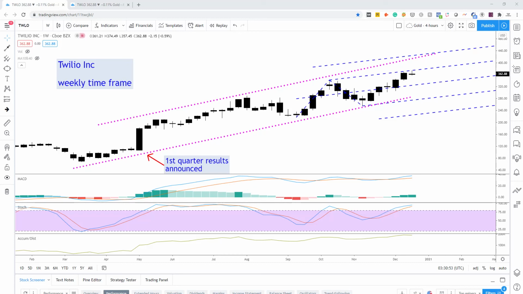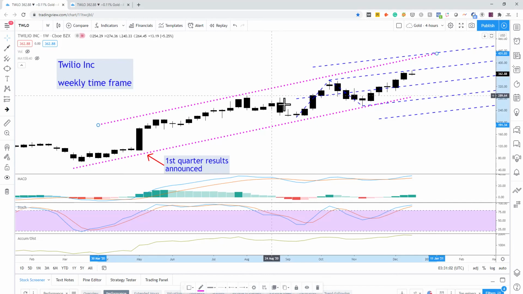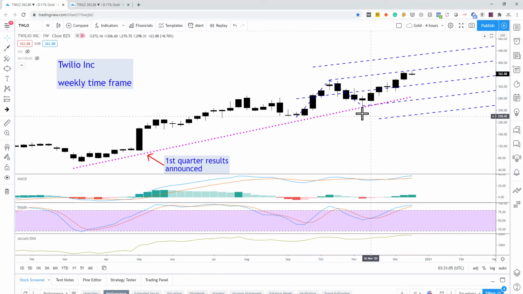All right, folks, we are looking at Twilio in the weekly time frame. Let me get rid of the top of this channel here. I started on this chart drawing, I always start with an Andrews pitchfork. In this case, we've got the shift variation of the pitchfork, and we see that price is bumping into the upper median line. It's finding resistance at that upper median line.